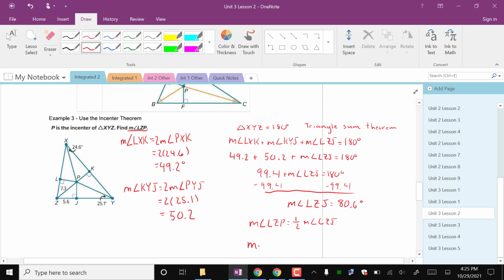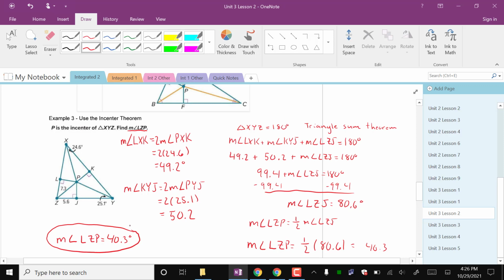So the measure of angle LZP equals 1/2 times 80.6, which is 40.3. So the measure of angle LZP equals 40.3 degrees. The big thing with these is make sure you're keeping track of each of your steps.